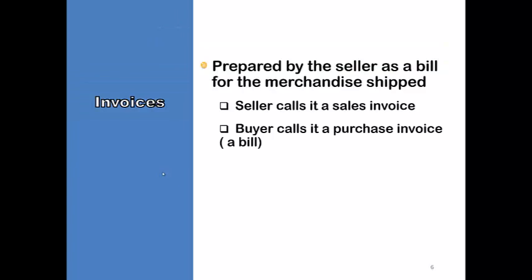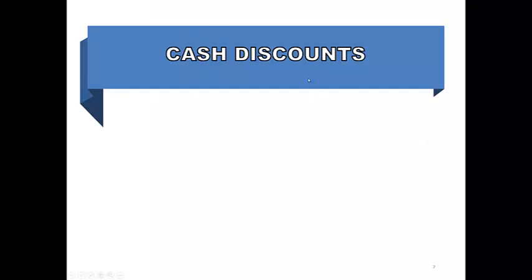And then usually with the goods comes an invoice or a bill. So an invoice is prepared by the seller of the merchandise. Now the seller calls this invoice the sales invoice. The buyer, the person getting the bill, calls it the purchase invoice. But it's the same invoice, it's the same sheet of paper.